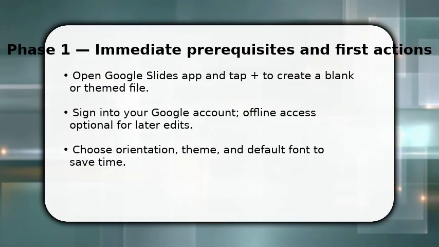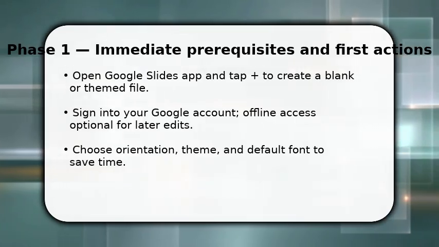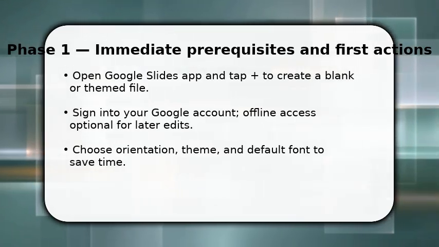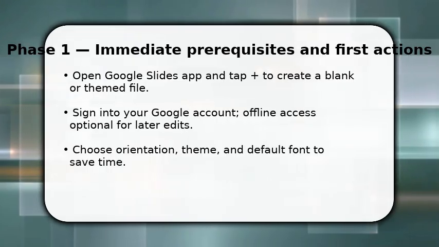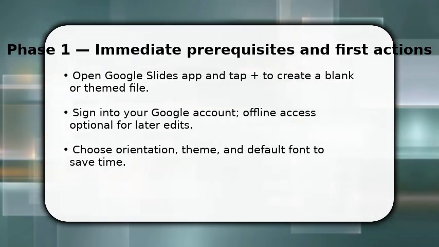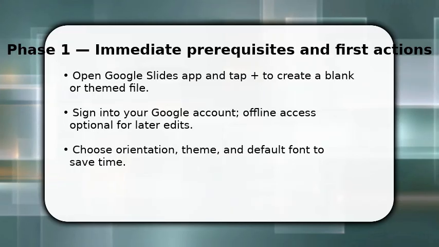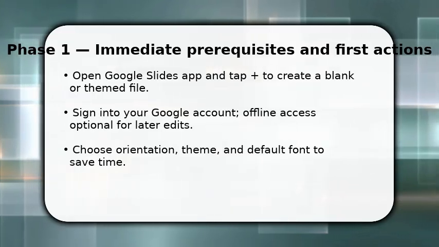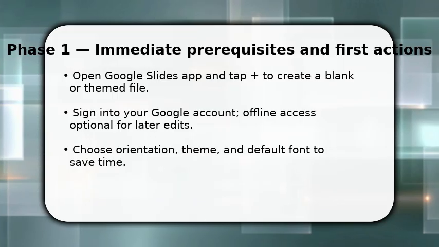You begin by creating the file. Open the Google Slides app and tap the plus to start a new presentation. Sign into your Google account so your work auto-saves. This prevents lost edits. Pick a theme and set orientation now. Doing that up front keeps slide styles consistent.